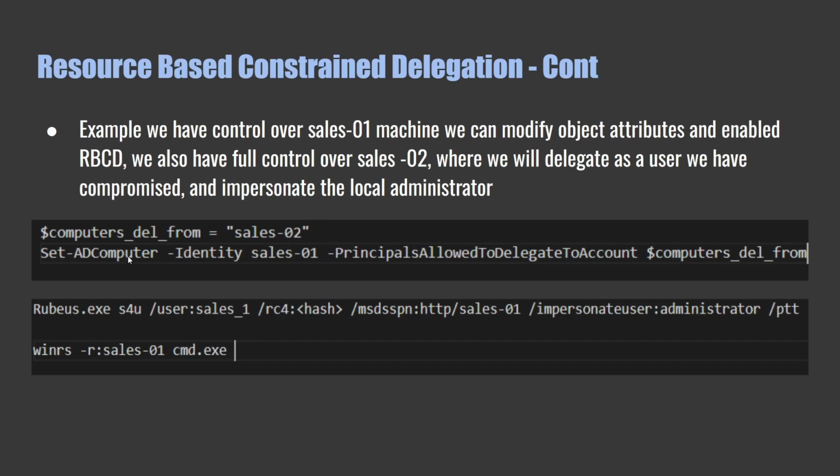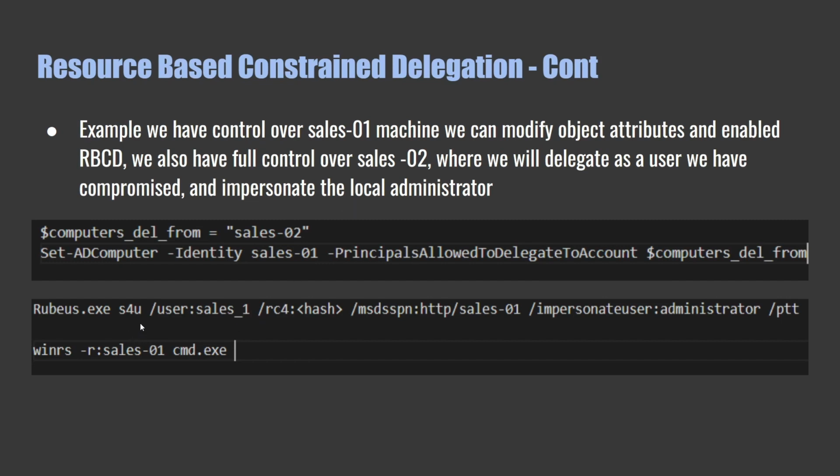Using the Active Directory module, we're going to basically say, go to the computer sales 01. We've got control over the properties, so we're going to set the principal allowed to delegate to from this computer here. So we're enabling resource-based constrained delegation, and we're basically saying the computer we wish to delegate from is in this list here, in our case sales 02.